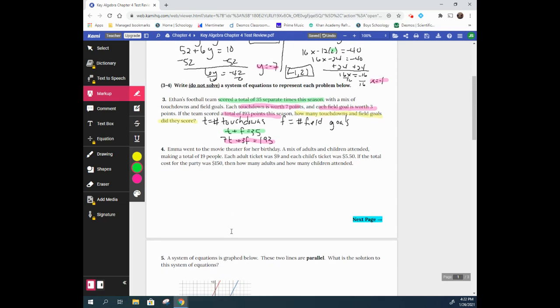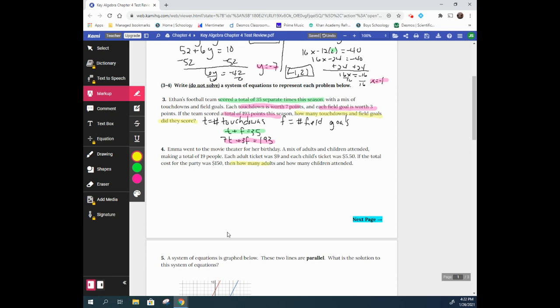All right, so this next one, Emma went to the movie theater for her birthday. A mix of adults and children attended, making a total of 19 people. Each adult ticket was $9. Each child ticket was $5.50. The total cost of the party was $150. How many adults and children attended?